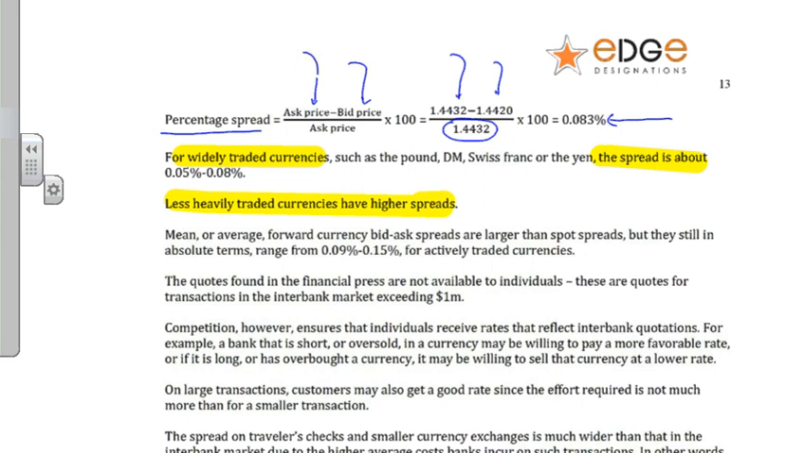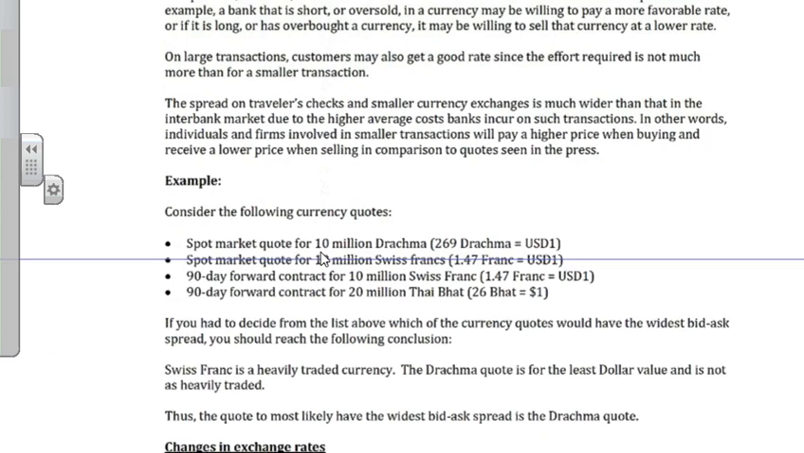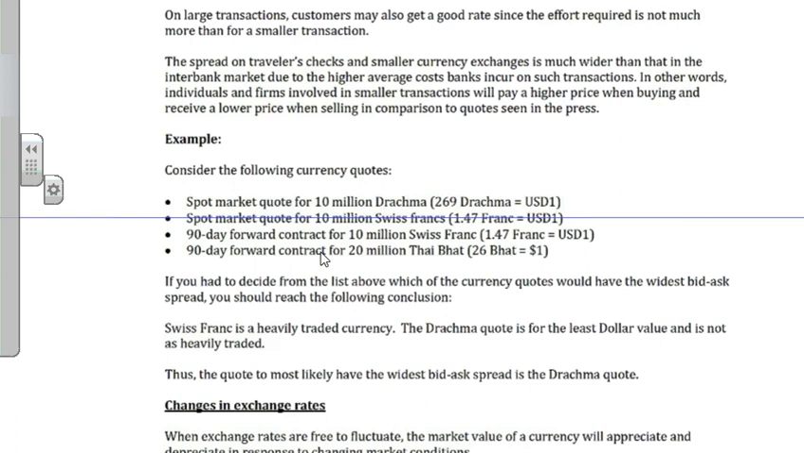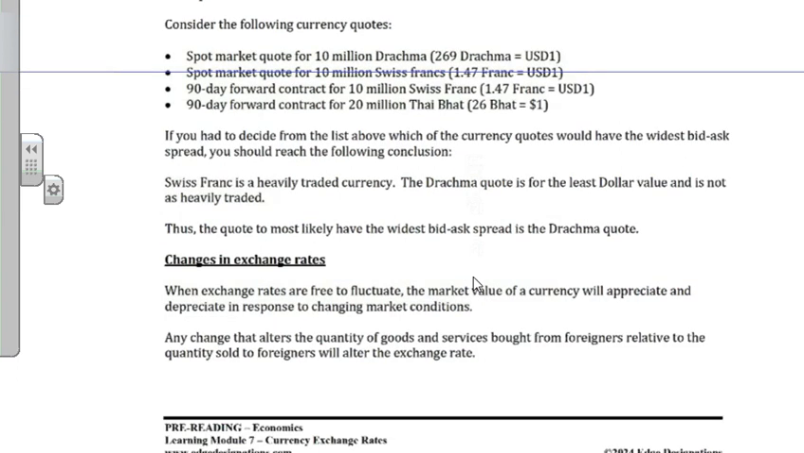Okay, we're not going to spend too much more time. There's a lot of stuff over there, and there we go. Okay, and we give you a little bit of an example over there to take a look at the various currency quotes, how they are quoted. Okay, changes in exchange rates.